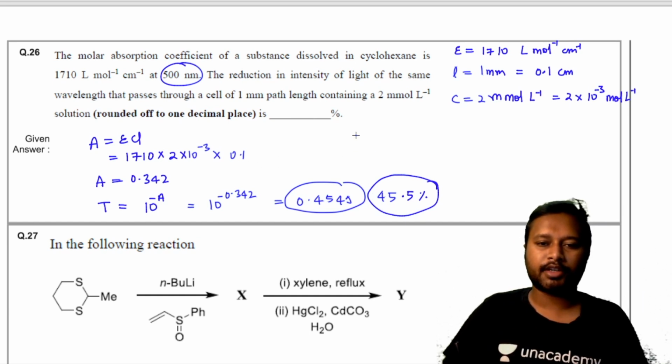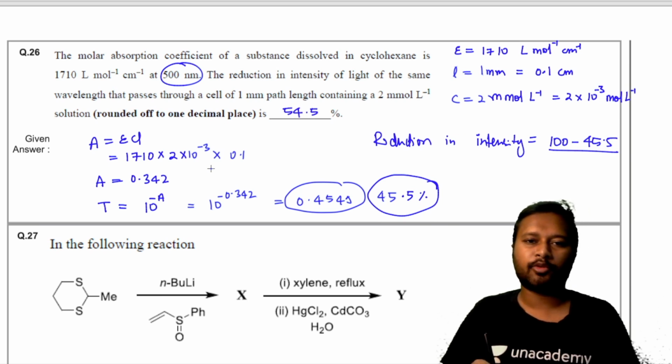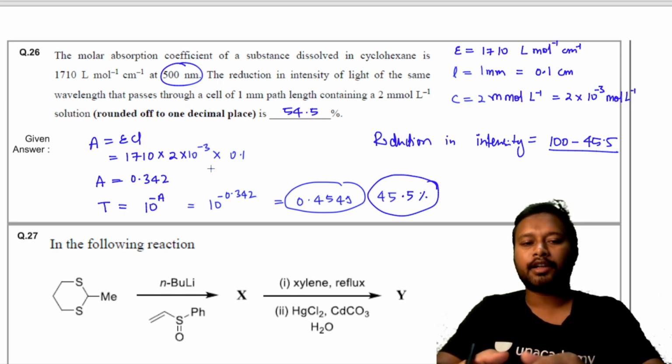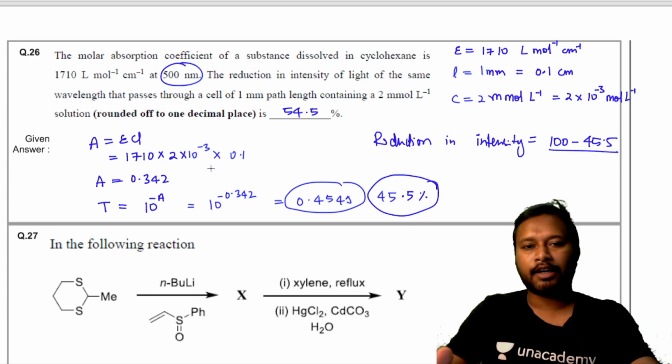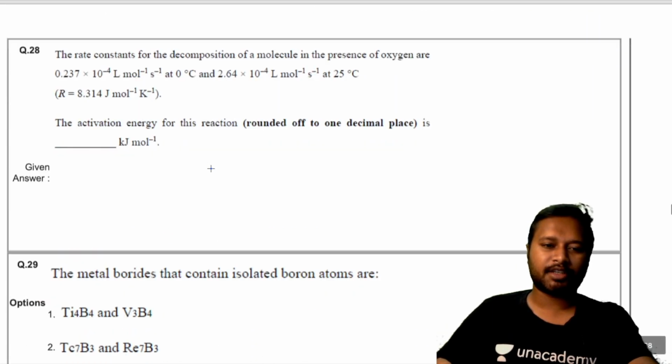So the reduction in intensity will be how much? That will be 100 minus 45.5. The answer is going to be 54.5%. So they were not asking you about the transmittance, but they were asking how much the intensity is going to get reduced. This is how this question will be done. I hope this is much clearer.